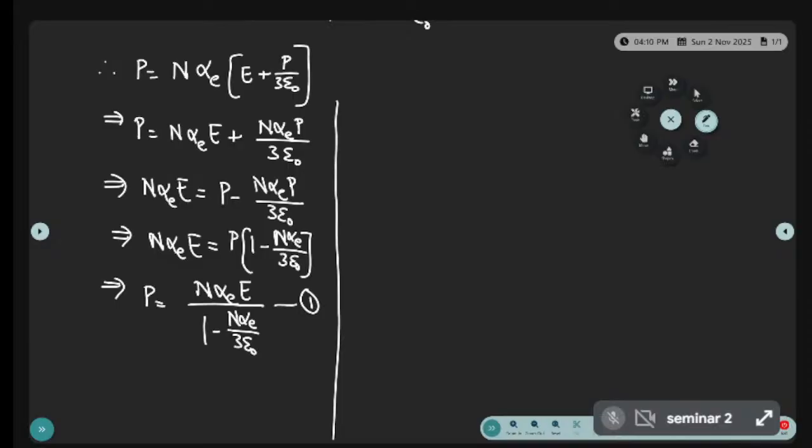Right. Over? We know D is equal to displacement vector. D is equal to what?